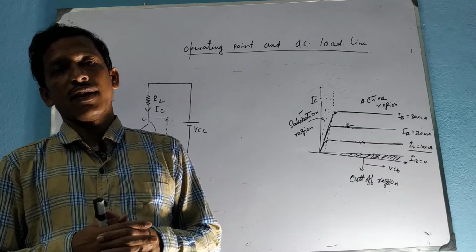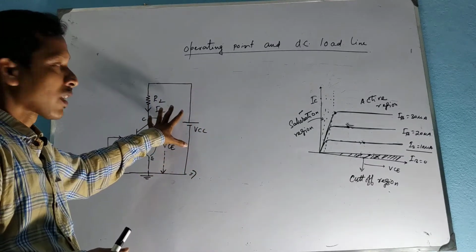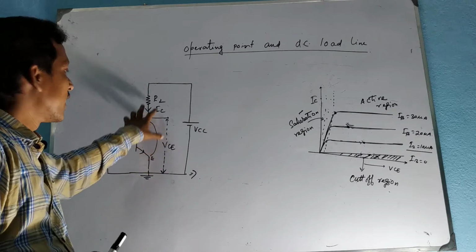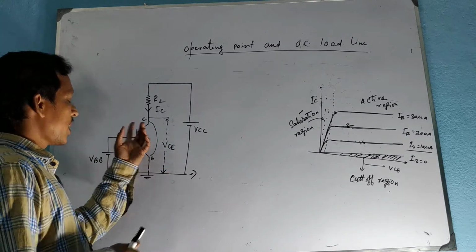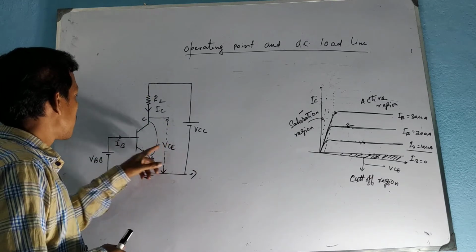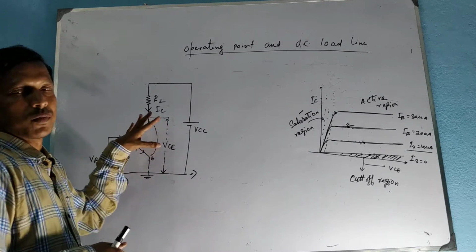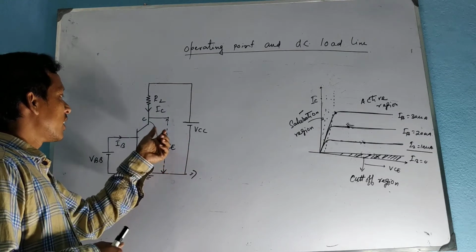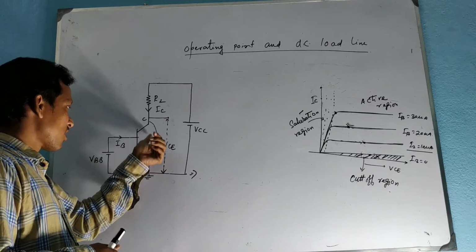So to understand the operating point, we have to know about the static output characteristic and DC load line. So let's see the circuit diagram where a transistor in common emitter configuration is connected in the circuit. Why is it called common emitter configuration? We already discussed in the previous classes about the transistor, and there are three terminals. This is the base, this is the emitter, this is the collector, and there are two loops in the circuit. This is the input loop and this is the output loop. In both loops the emitter terminal is common, so it is called common emitter.